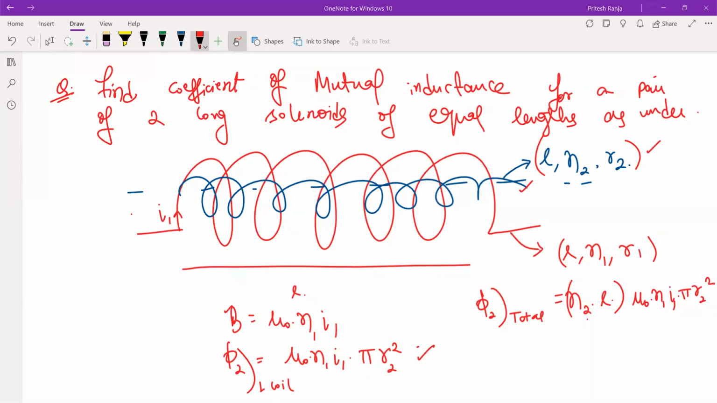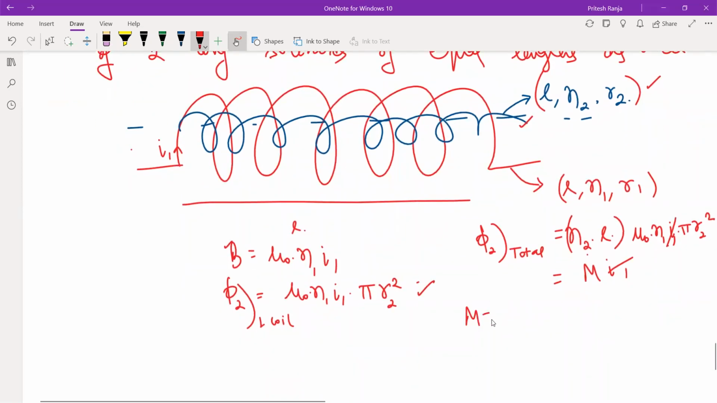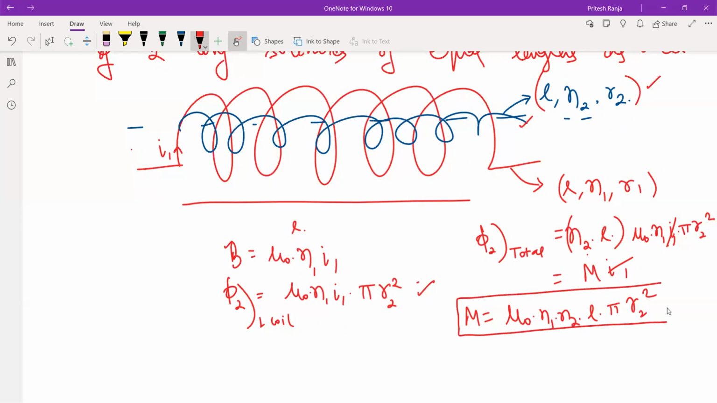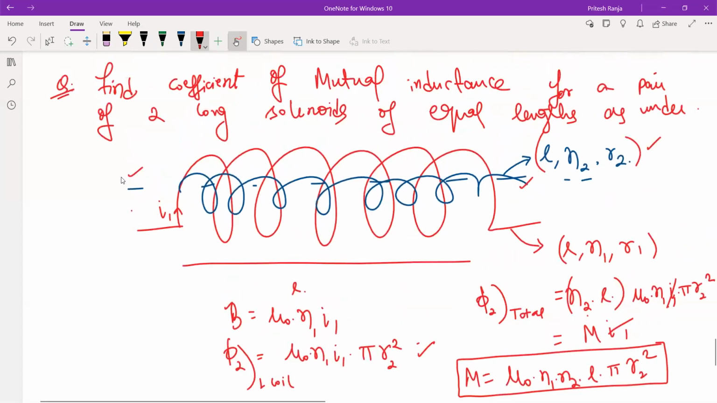Once we have figured out phi, we can relate this phi with M into I1. I1 will be cut from both sides and we will get the expression of M. What do we get? Mu naught N1 N2 L into pi R2 squared. So this is the coefficient of mutual inductance for this case. All can write this down.